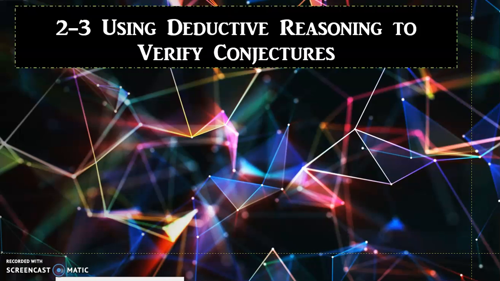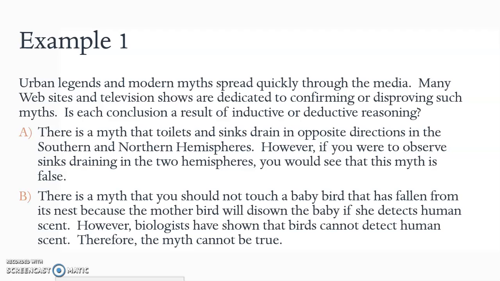Hi everyone, in this video we're going to review the examples from Geometry Lesson 2-3, which is using deductive reasoning to verify conjectures. So let's take a look at example 1. In example 1, we're asked to identify examples of inductive reasoning or deductive reasoning.